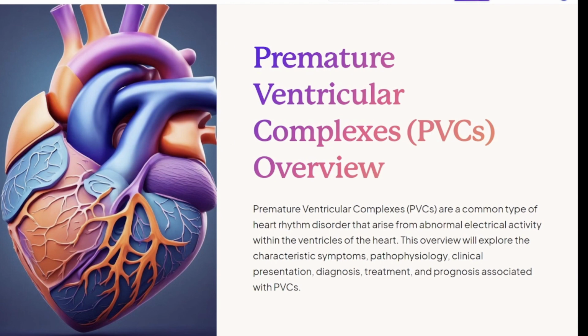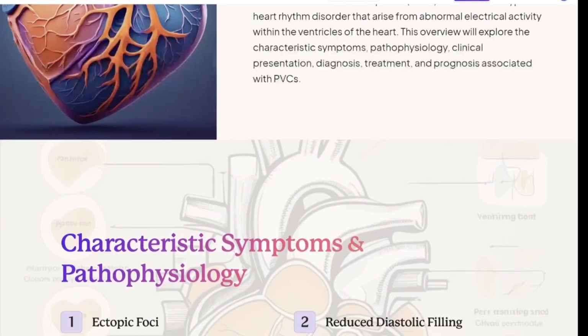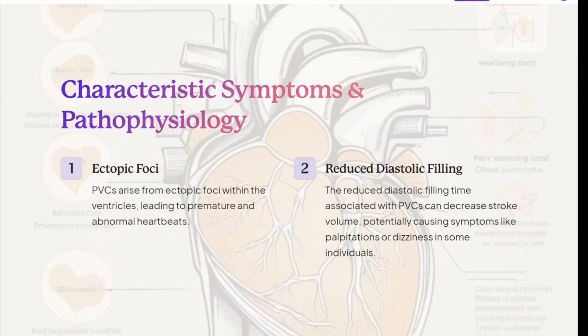Premature ventricular complexes, PVCs. Overview. A. Characteristic symptoms and pathophysiology. PVCs arise from ectopic foci within the ventricles, leading to premature and abnormal heartbeats. The reduced diastolic filling time associated with PVCs can decrease stroke volume, potentially causing symptoms like palpitations or dizziness in some individuals.